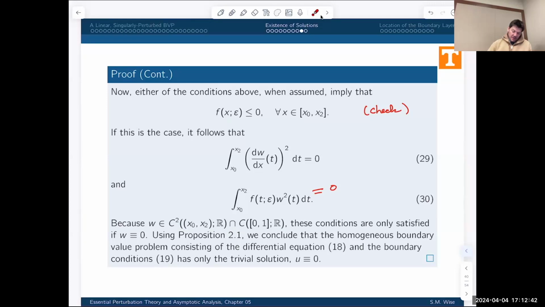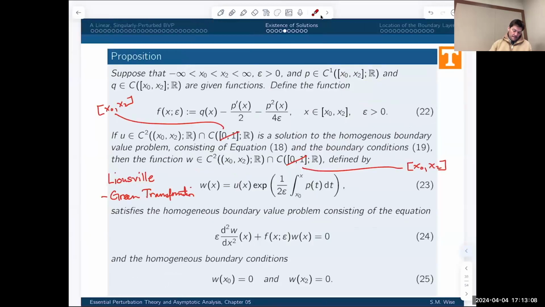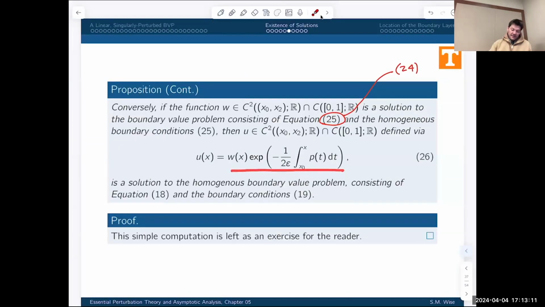So using a previous proposition, we can conclude that the homogeneous boundary value problem consisting of the differential equation 18 and 19 has only the trivial solution. Well, why can we do that? Well, remember that we said that U solves this problem if and only if W solves this problem. We just showed that W is equal to 0 everywhere. But remember that the reverse Liouville-Green transform given here says that U has to be everywhere 0.